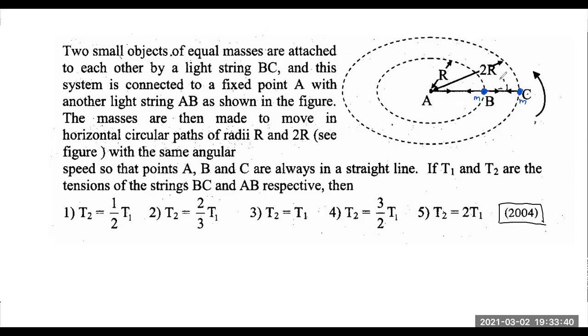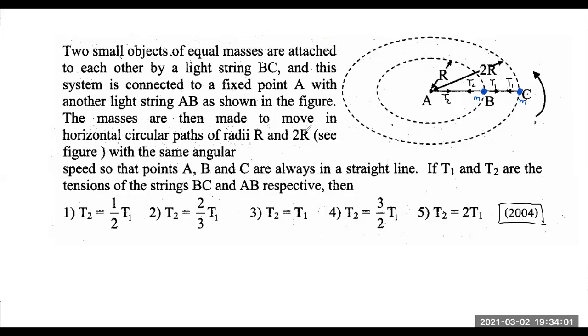Here T1 is the tension acting on string BC. Let's mark it properly so that it's clearly visible. So there will be a T1 acting here, there will be a T1 acting here, there will be a T2 acting here, right? And there will be a T2 acting here as well. So the radius of the smaller circle is r, the radius of the larger circle is 2r.